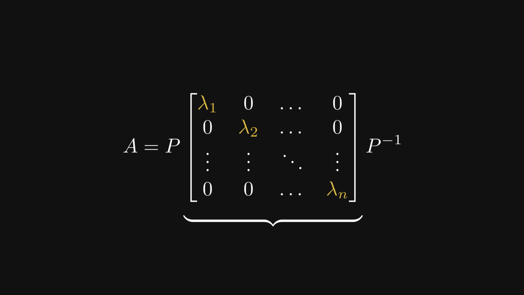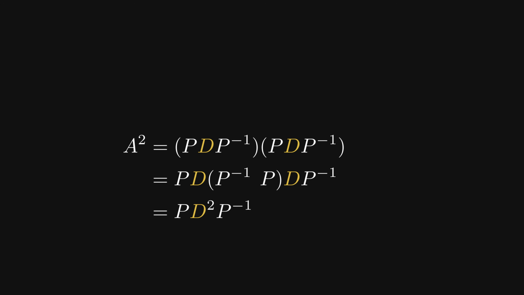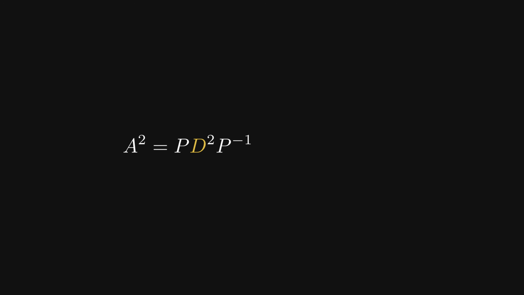Let's call this diagonal matrix D to simplify the towering computations that we are about to do. Now let's square our matrix A using the eigenvalue decomposition. As matrix multiplication is associative, we can eliminate the P's in the middle, obtaining that A squared equals P times D squared times the inverse of P. Continuing this process, we get that A to the n equals P times D to the n times the inverse of P.